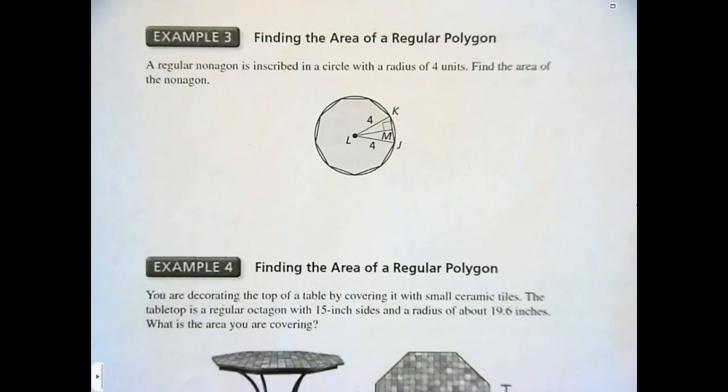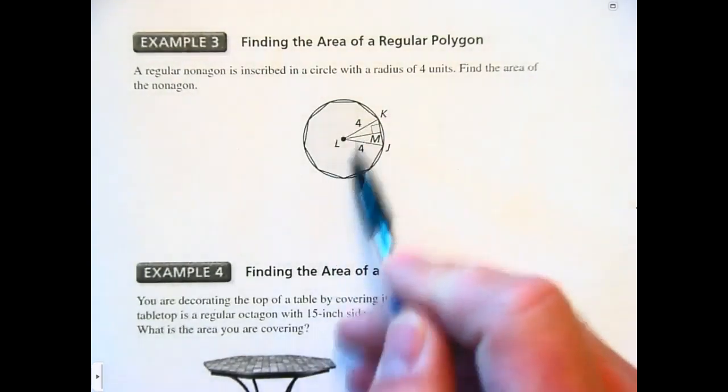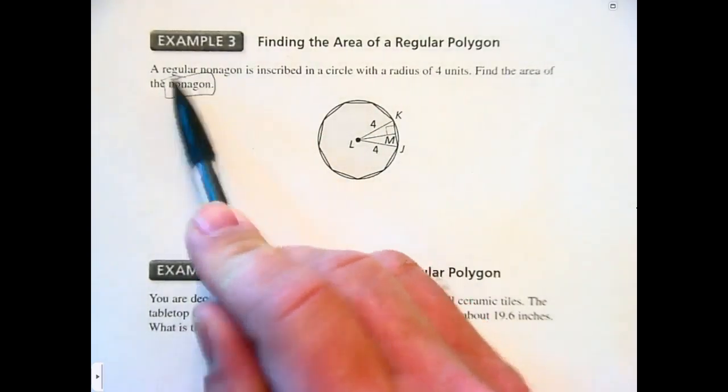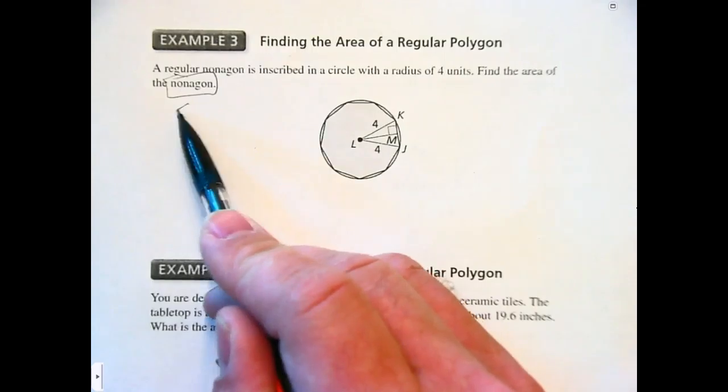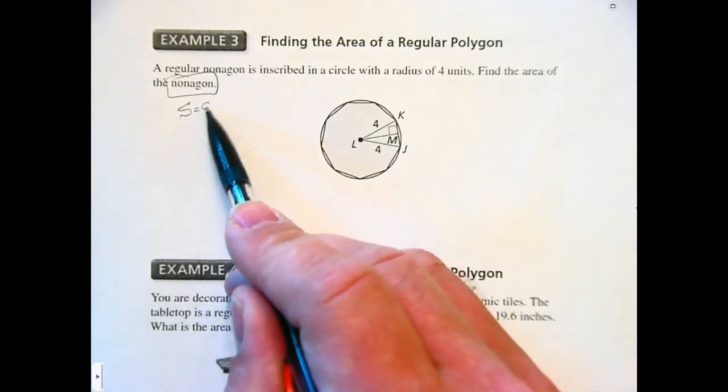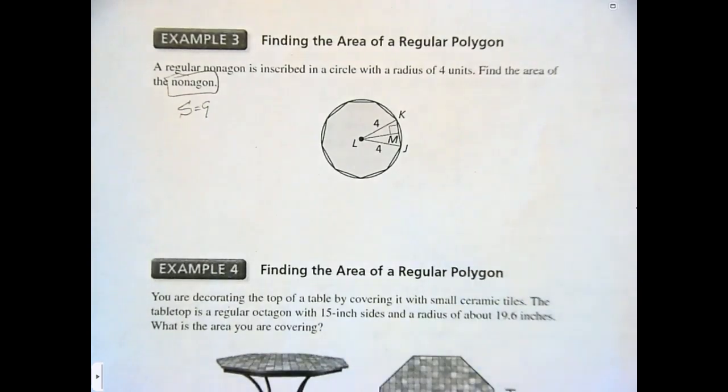Kind of building in here, regular nonagon is inscribed in a circle with a radius of 4. Find the area of the nonagon. Okay? Nonagon meaning how many sides? 9. So the number of sides is 9. Okay, use your formula that we talked about yesterday to help you out. Okay, work together there.